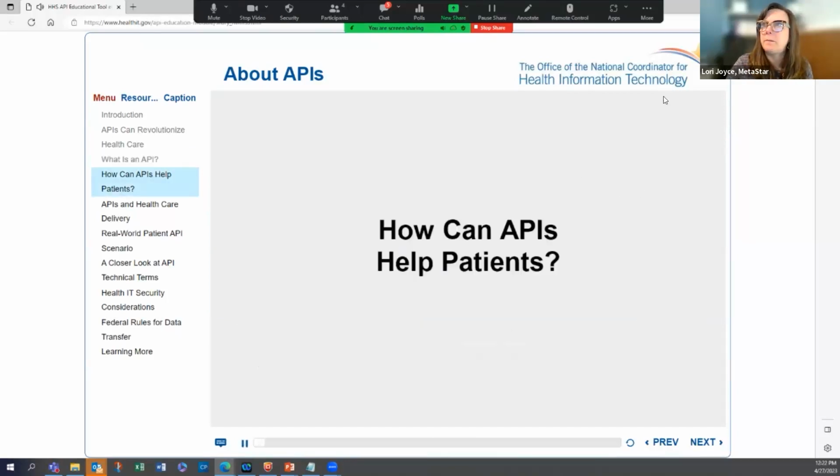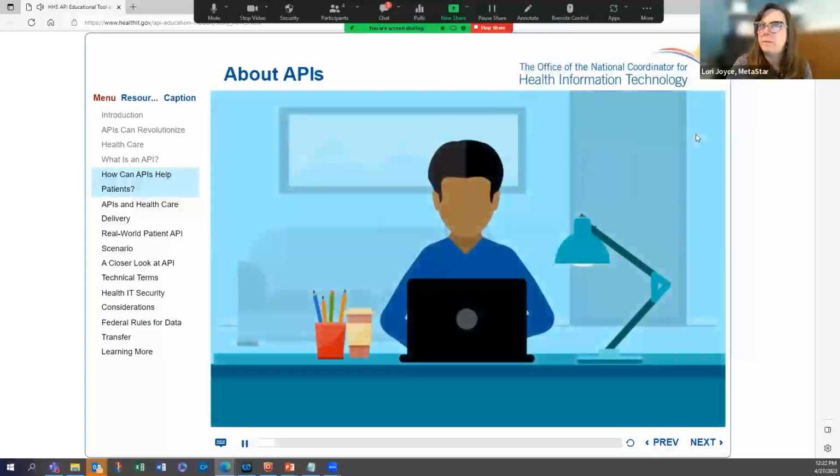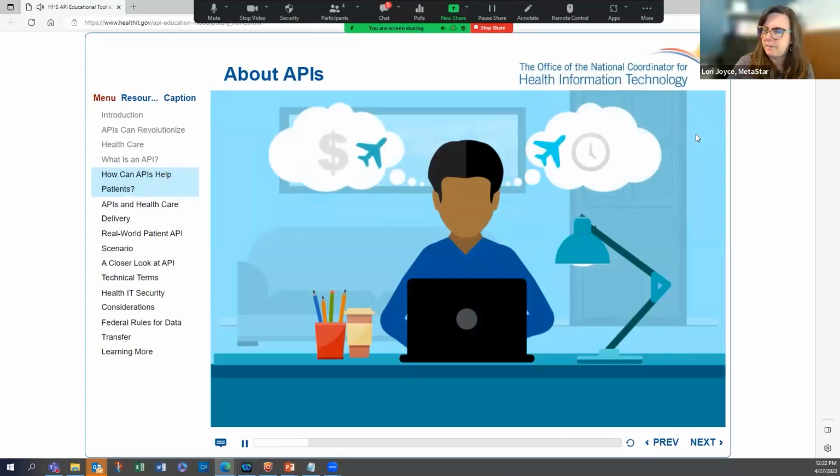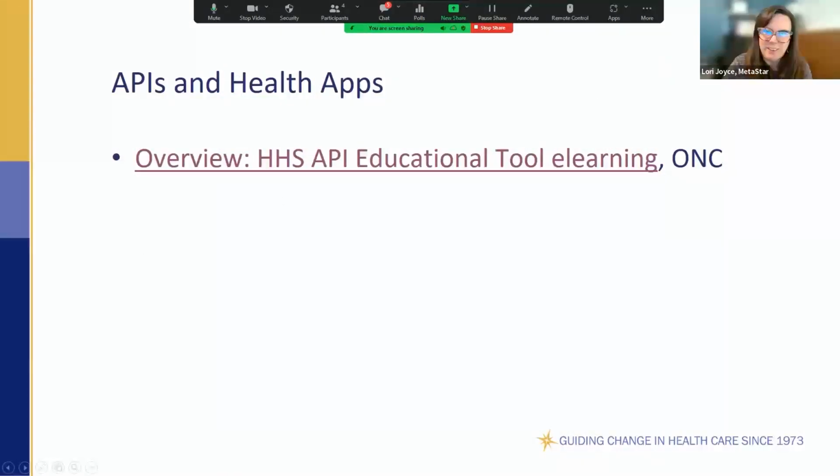How can APIs help patients? Let's start with something you're familiar with. Think about searching for a flight. Before APIs, people had to visit. I'm going to stop it right there in the interest of time, but if you are interested in more of the modules, the link is available in the slides to learn more about that.